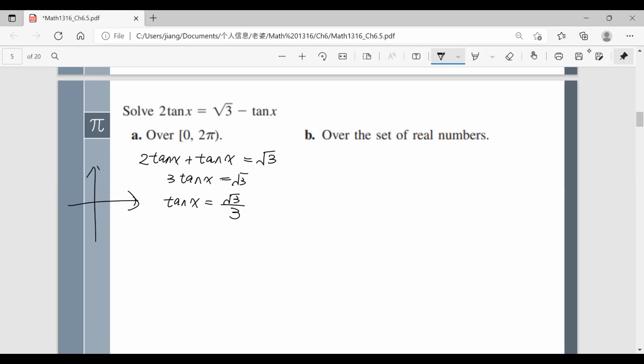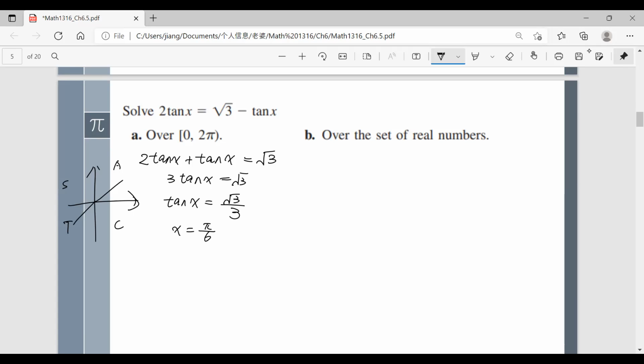So what is the value of x? This is a positive value. So ASTC. The x must be here or here. And tangent x equals root 3 over 3. That means x is pi over 6 or 30 degrees.